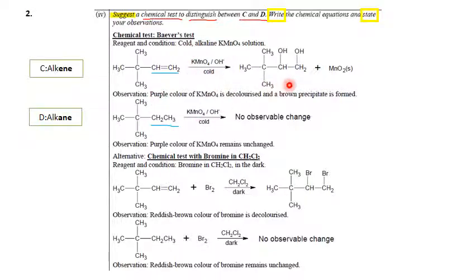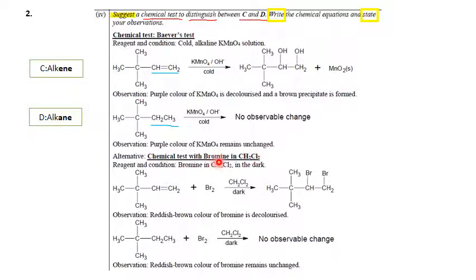So what is the product if the test gives a positive result? It will form a diol and MnO2 brown precipitate. So the purple color of KMnO4 is decolorized and a brown precipitate forms. For the other one, you just write no observable change. You must state that the color of the solution remains unchanged. So in this case, the purple color of KMnO4 solution remains unchanged.